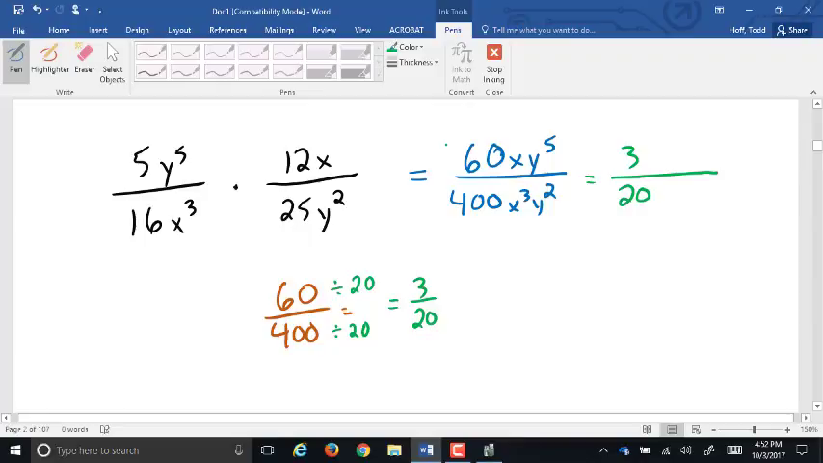How about x? X is going to be on the bottom, to the power of 2. How about y? Y is on top, to the power of 3. Any questions?